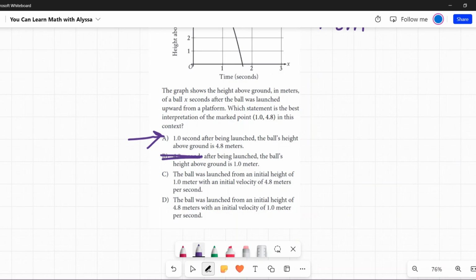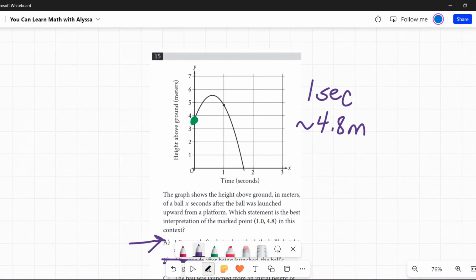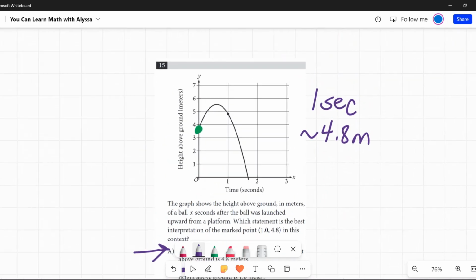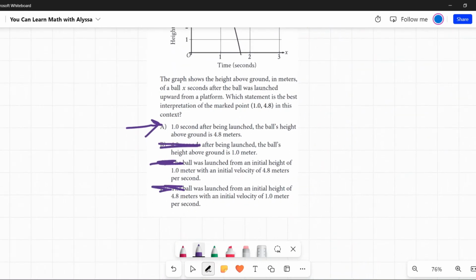C: the ball was launched from an initial height of 1.0 meter with an initial velocity of 4.8 meters per second. There is no information about velocity in this chart. And the initial height of 1.0 meters, no, the initial height was about 3.7 meters maybe, because this is our height over here. No, that has nothing to do with it. And then D: the ball was launched from an initial height of 4.8 meters with an initial velocity of 1.0 meters per second. Nope, it was not launched from 4.8 meters. Again, it was launched from about 3.8. This is not telling us velocity just by looking at those 2 points. We could calculate velocity, but what we are being told from that point is just that at 1 second, it was 4.8 meters in the air. So that is confirmed. A is our answer.